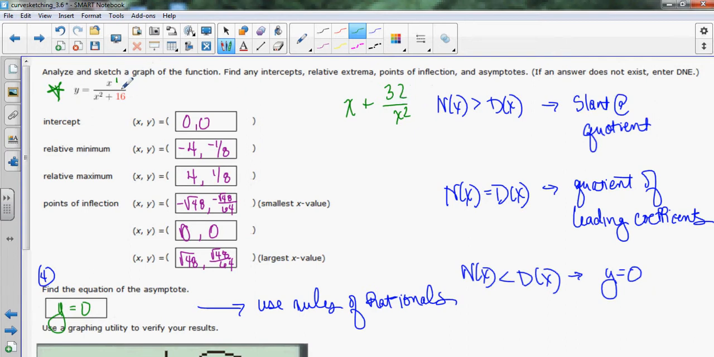Had they been the same, like a x squared over the x squared plus 16, then it's going to be y equals the quotient of the leading coefficient. So if you have like a 2x squared and like say a 3x squared minus 1, it would be at y equals 2/3. I didn't see a lot of those. I saw a lot of the first scenario and the third scenario.